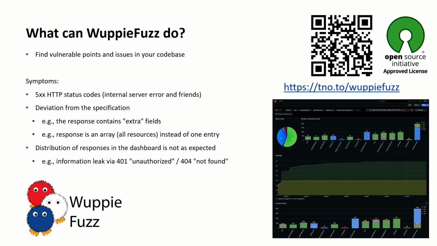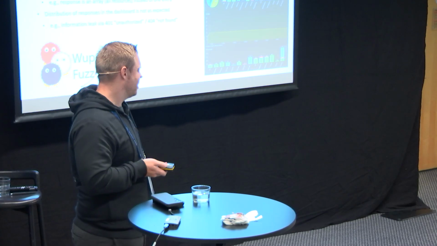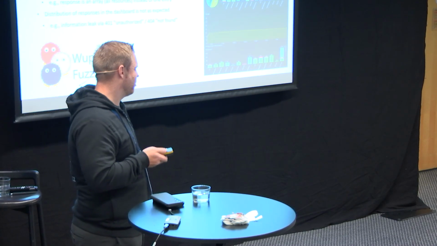So what can WuppieFuzz do? It can help find vulnerable points and other issues in your code base. There are many symptoms to look for. The rather trivial one is the 5xx codes. Those are codes that are related to internal server errors. So those are things that the developer didn't think of, or are not handled by the application sufficiently. But it also checks, according to the spec, whether the responses are actually in line with what the developer and the designers of the application or the API were thinking. So if there are any mismatches, those are reported.